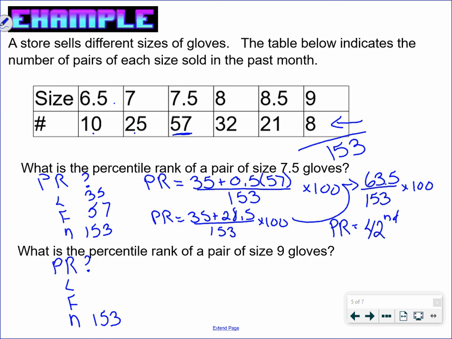This time the frequency is the size 9 gloves. How many size 9 gloves were sold? So there are 8 of them. And then L is how many gloves smaller than size 9 were sold. When we add up the other sizes, we will figure out that this is 145.